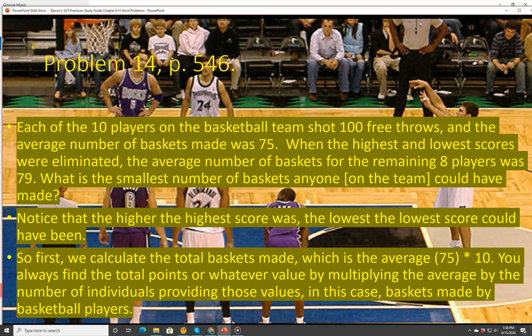Problem 14, page 546. Each of the 10 players on the basketball team shot 100 free throws, and the average number of baskets made was 75. When the highest and lowest scores were eliminated, the average number of baskets for the remaining 8 players was 79. What was the smallest number of baskets anyone on the team could have made?